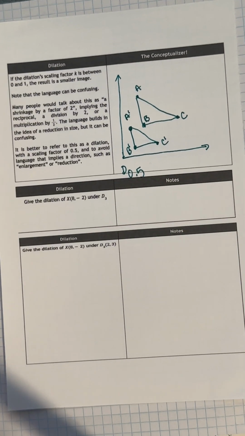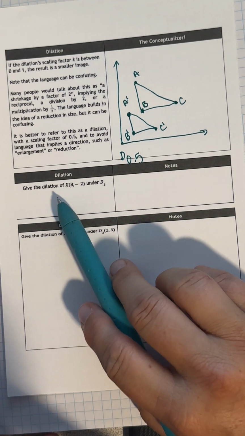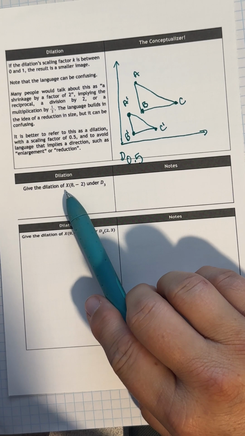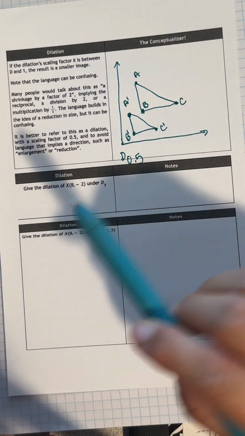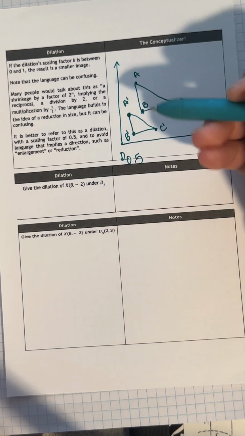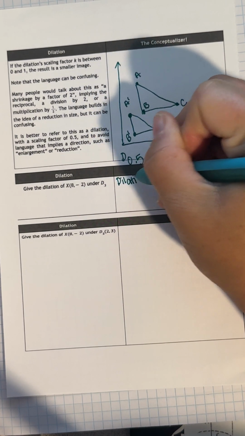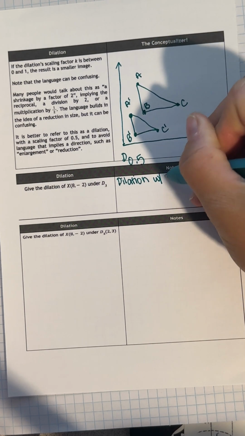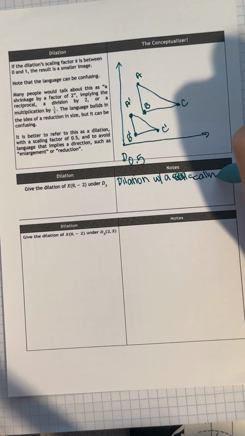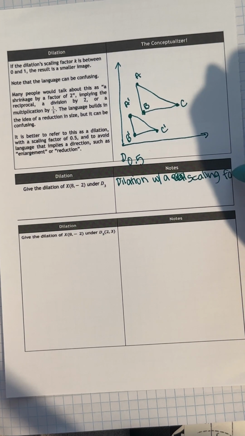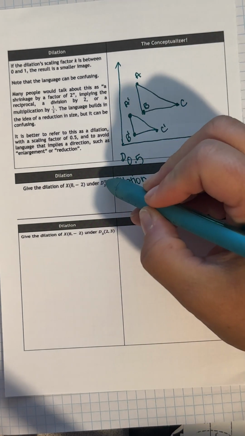All right, so let's kind of practice this. So let's look down here at our example of a dilation. It says, give the dilation of x 8, negative 2 under D3. So what this means is we're looking here. This is a dilation. That's what the D means. So dilation with a scaling factor of what? Where do we look for our scaling factor? We're going to look right here, right?